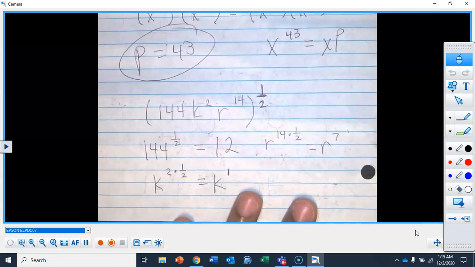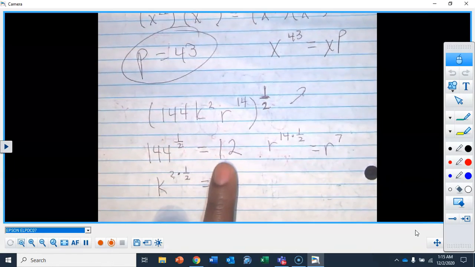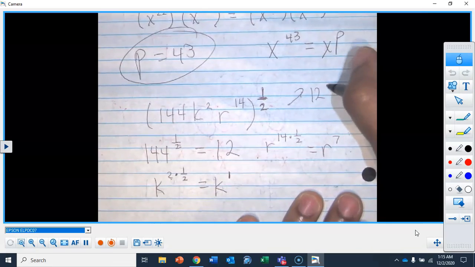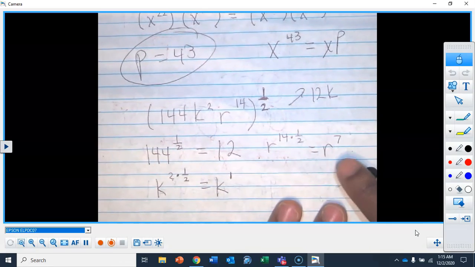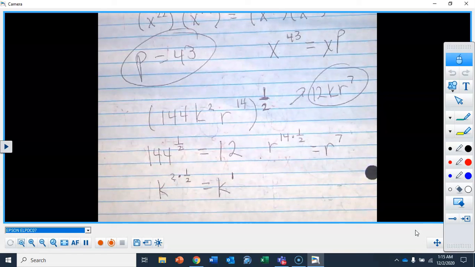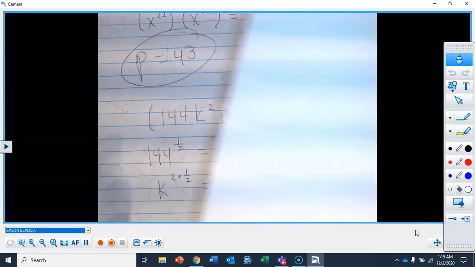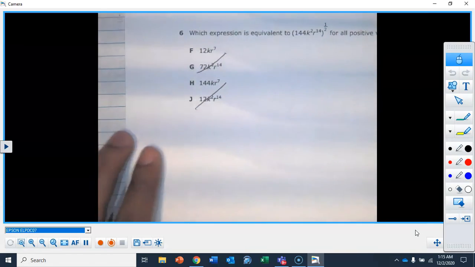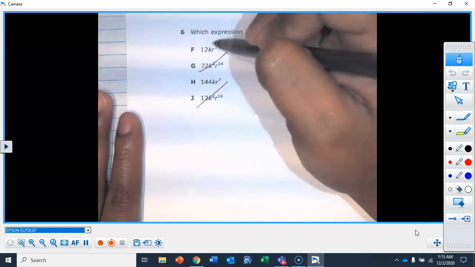So putting this all together, here's the answer. The answer is 12, k, don't put the 1, r to the 7, because all of these exponents are positive. It's all in the numerator. And so if you go to the answer choices, it is F.